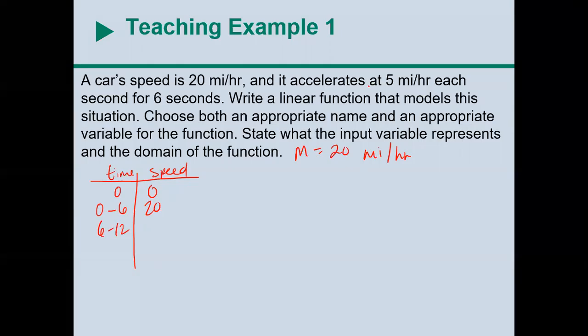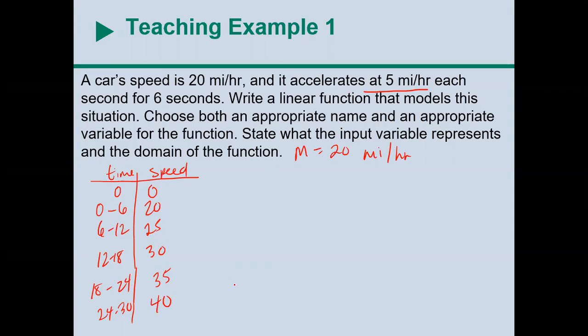And so a car's speed, and here we go for 6 seconds. So from 0 to 6, I am going 20. Make sense? And then from 6 to 12, I would be going what? It says I accelerate each 6 seconds. How much? So now I was going 20. Now I'm going 25, right? And then from 12 to 18, I'm going 30. And then from 18 to 24, I'm going 35. And then we get the pattern. Do we see it?